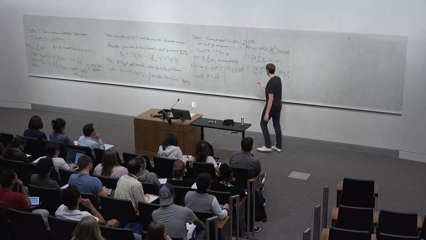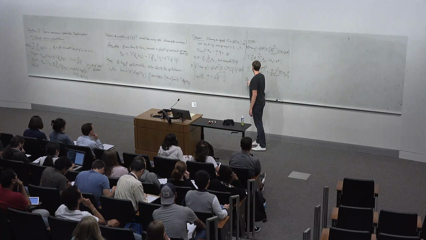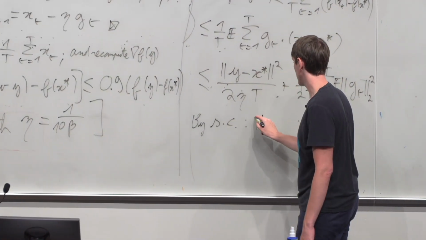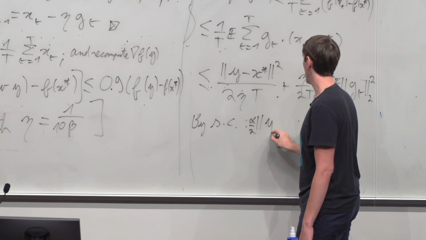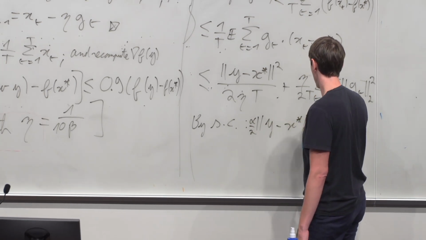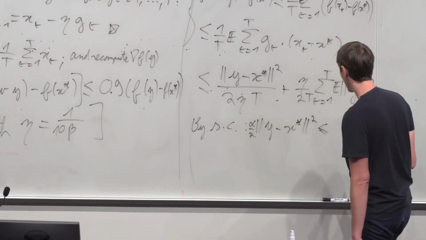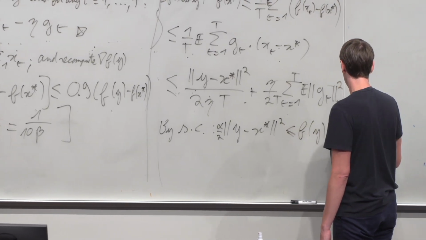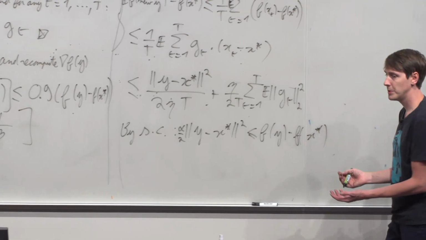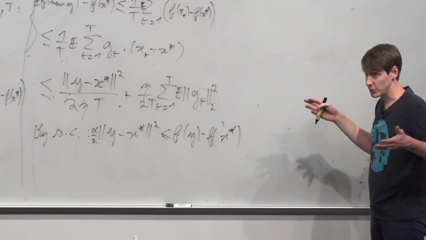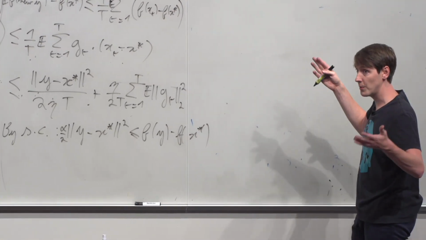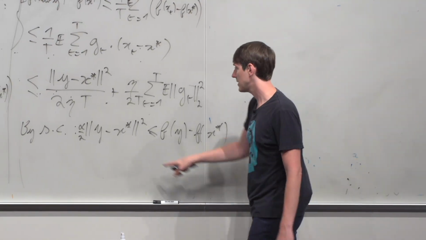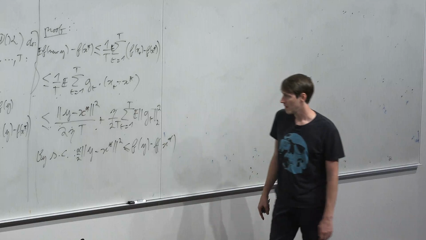Okay, so by strong convexity, we have alpha over 2 norm of y minus x star squared. This is a lower bound on f of y minus f of x star. Right, that's the definition of strong convexity: you go quadratically from any point plus the tangent, but the tangent at the optimum is flat, so you just get the quadratic term.